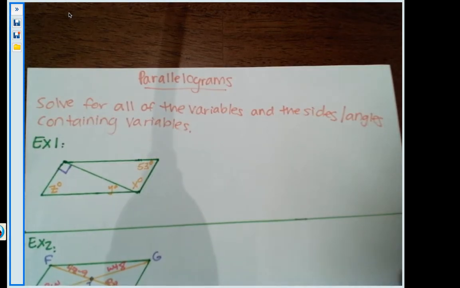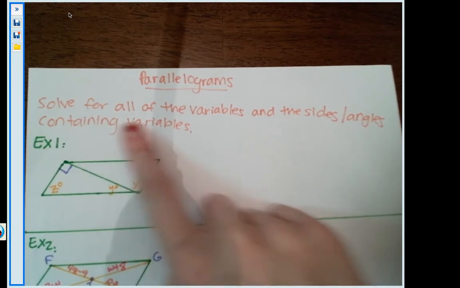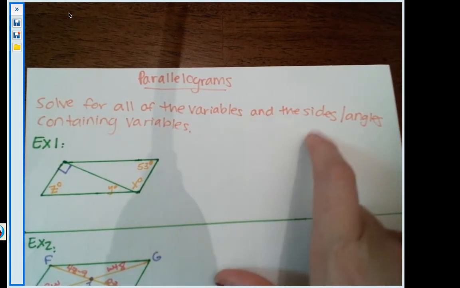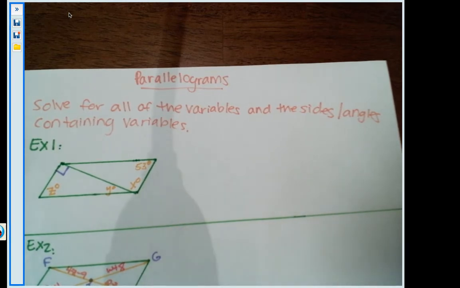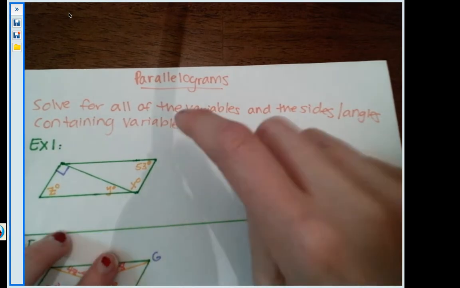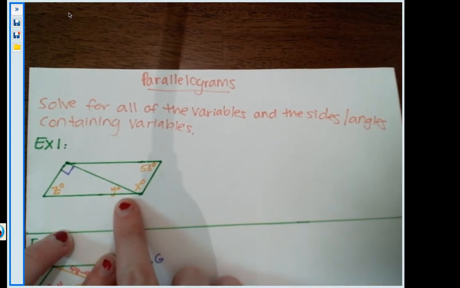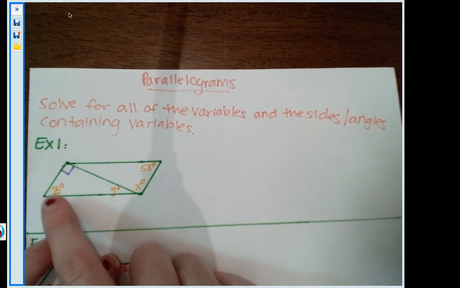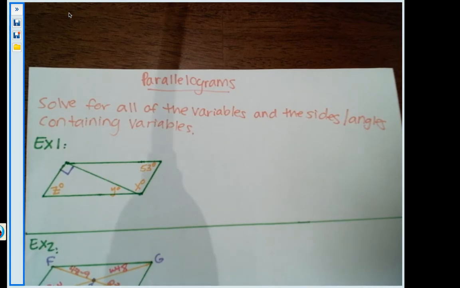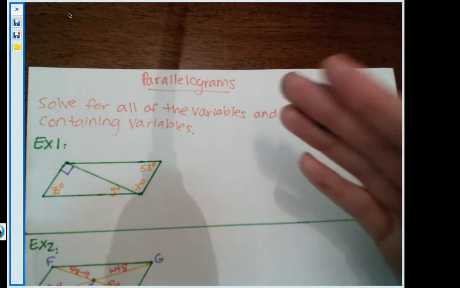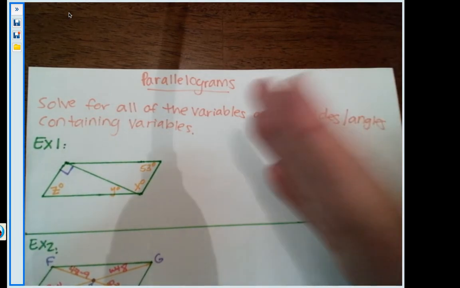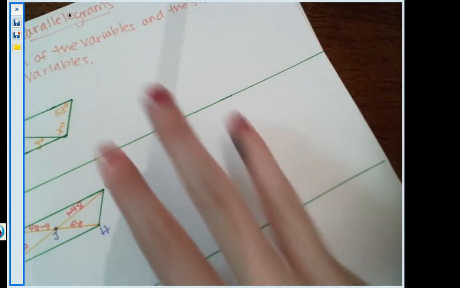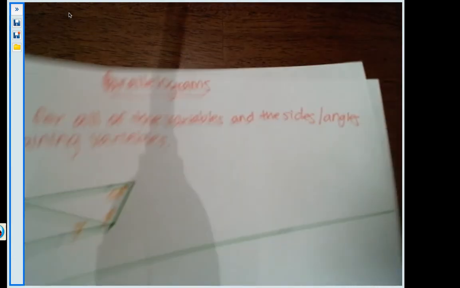But anyway, we will be solving for all the variables and the sides and angles containing the variables. So we have more than one thing going on, so be careful. In this one we'll be solving for x, y, and z. That's a z right there. We want to know what the angle measures are, and we know these are parallelograms, so we need to use properties of parallelograms to help us solve for these three missing angles.